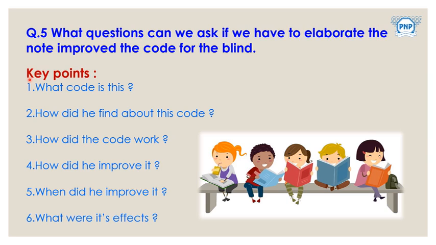Next, what keywords can we scan the text for this? The keywords will be improved and code, since we need to find out the information regarding how it was improved. So we need to find the words improved and code. You will find the words in the passage wherein you will get all these question answers. So first locate the word improved, and the second one is of course code.